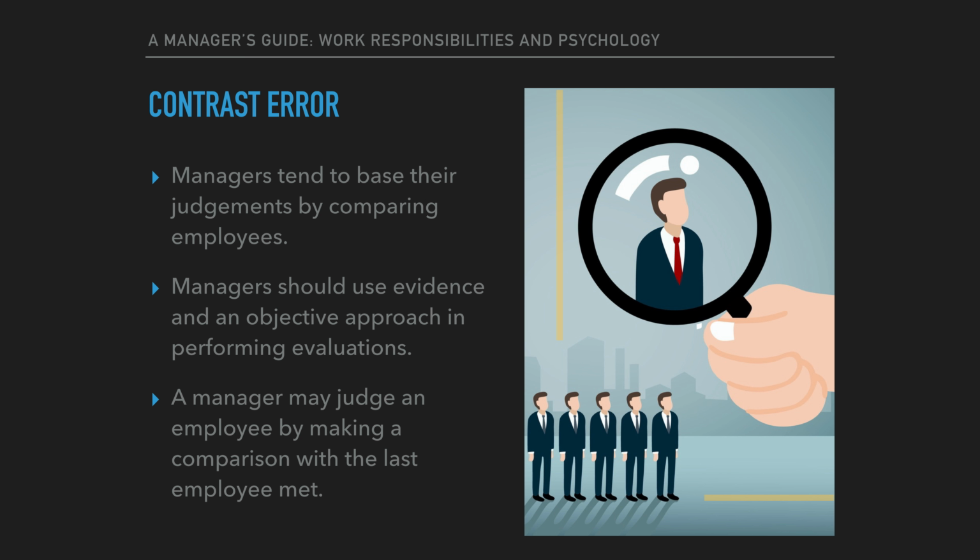And lastly, I want to talk about the contrast error. Many of you will be familiar with this one. It turns out that managers tend to base their judgments by contrasting or comparing one employee versus another. Now, if a manager was to be analytical and objective, they would evaluate that employee based on real information, real data, not judging an employee based on a behavior that compares with another employee. But that's how it's effective for a lot of managers to do it. So we tend to contrast and compare with others.